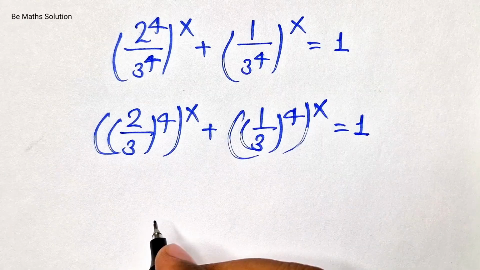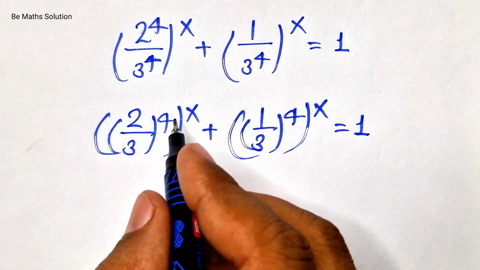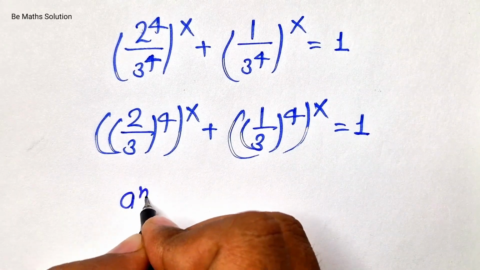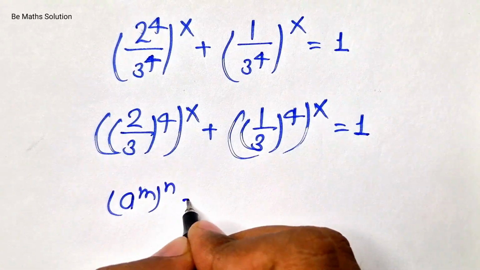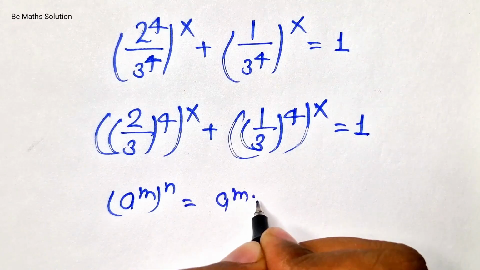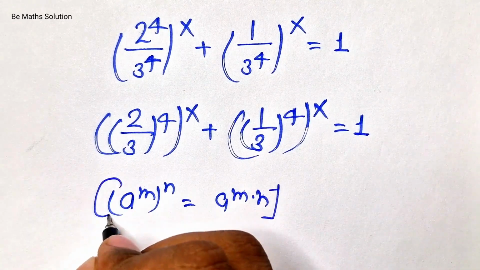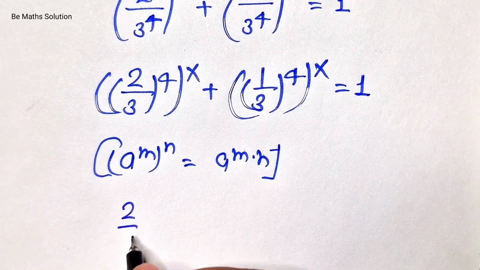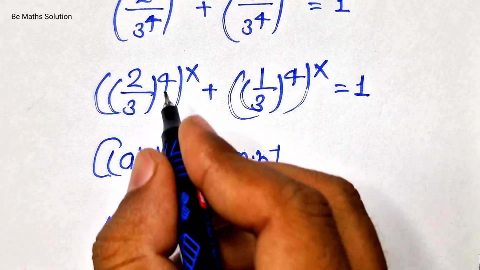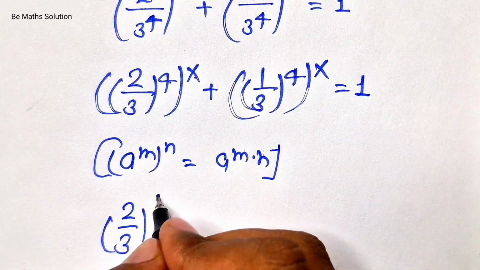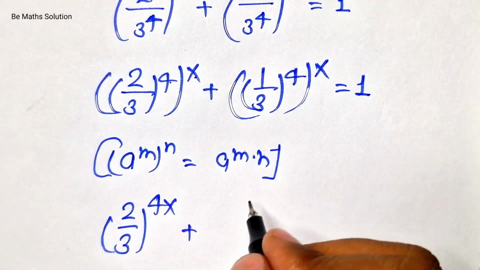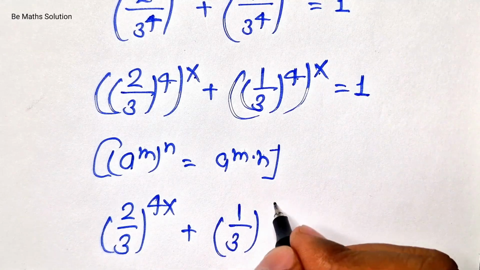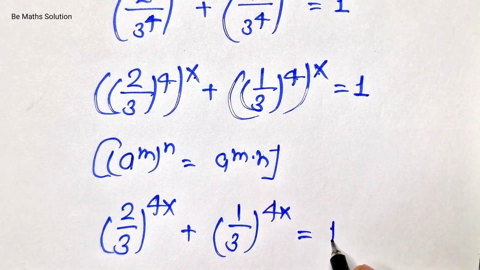In the next step, as we know, a to the power m, whole power n, is equal to a to the power m into n. We apply this exponent rule here. So it will be (2 over 3) whole power 4x plus (1 over 3) whole power 4x is equal to 1.